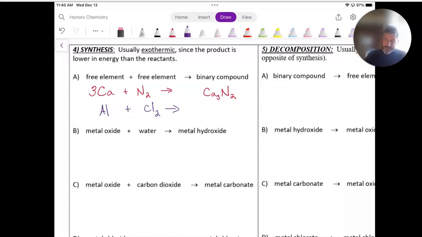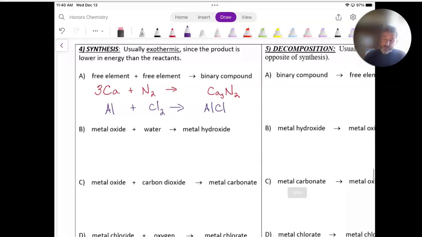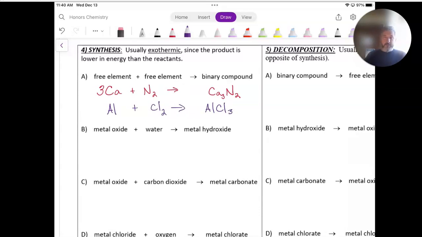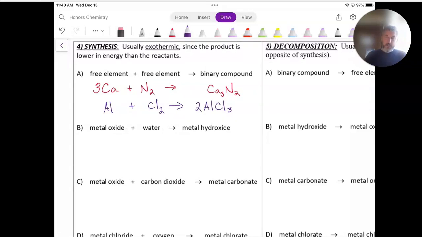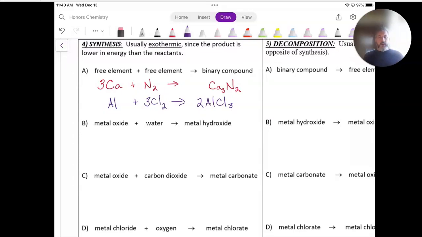Okay, so what you should have gotten there was just aluminum chloride. And again, the only thing that you have to do is think about charges and balancing. So aluminum is +3, chloride is -1. So I should have 3 chlorides, which does give me an imbalance of chlorines. So if we go ahead and balance that, we could do that by getting to 6 on each side. So 2 aluminum chlorides and 3 chlorines. All right, and so that's it. That's type A, free element plus free element gives a binary compound.